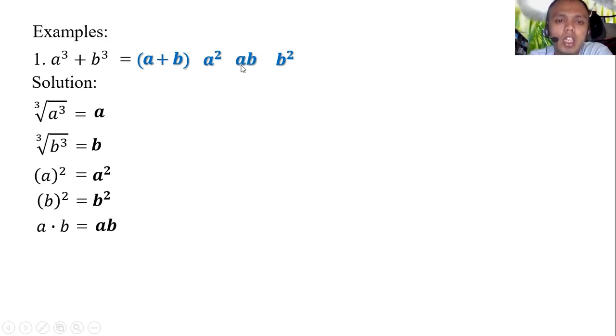Now what would be the sign here? If the first factor is plus, it will be followed by minus and then plus, alternating. If plus here, then minus, plus, then enclose in parentheses. Okay? Another one here. We have 8x cubed minus 27.